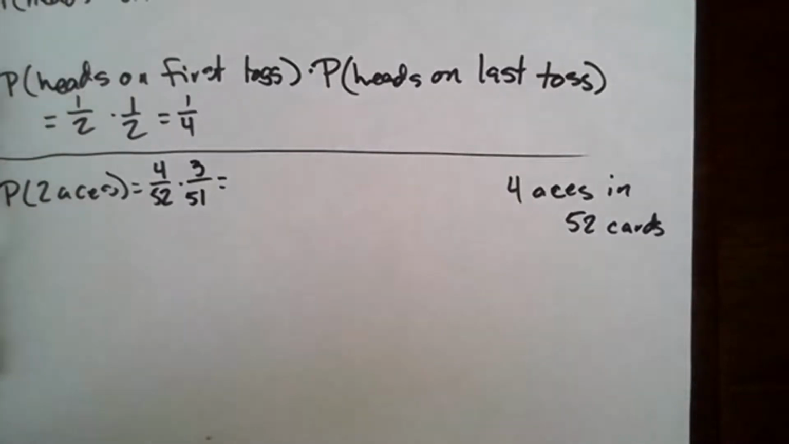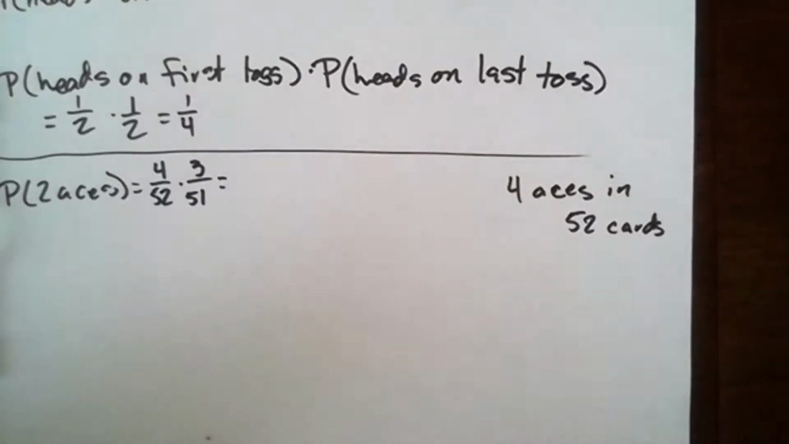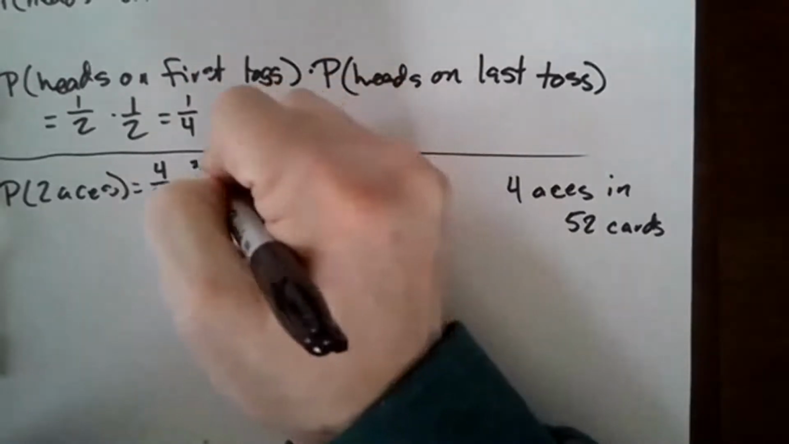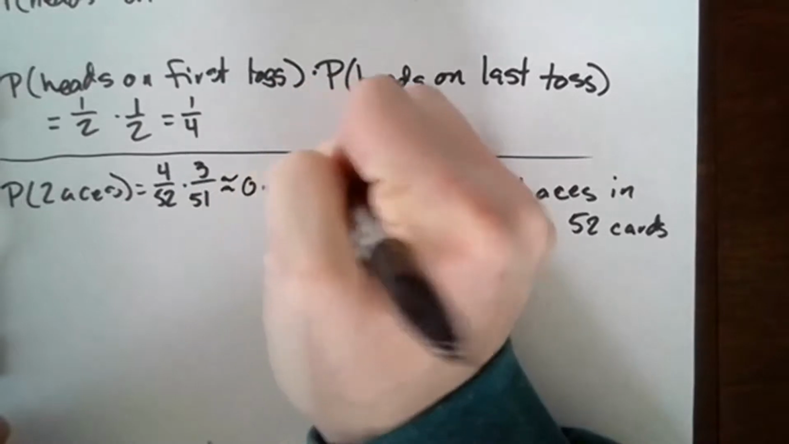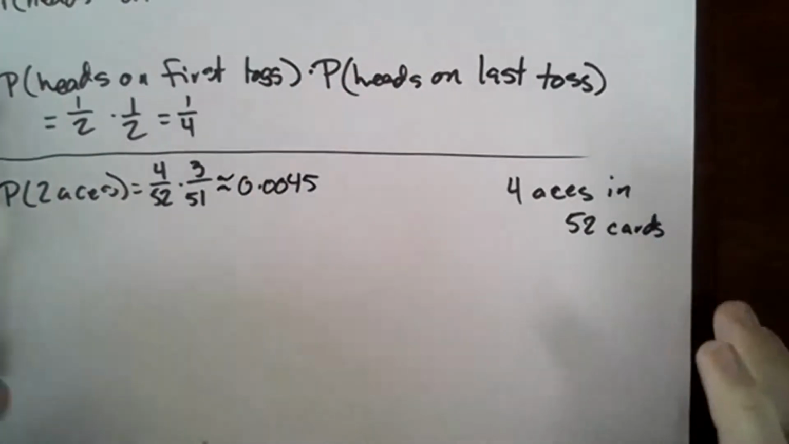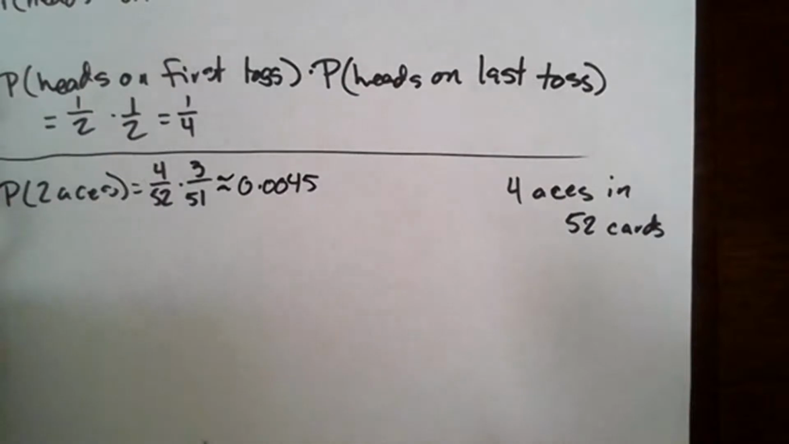I'll do it in decimals this time. I'll round it to say 4 decimal places. So that's 4 divided by 52 times 3 divided by 51, which is approximately 0.0045. Now, the probability that neither of them is an ace, that's going to depend on, the first probability is 1 minus 4 over 52.